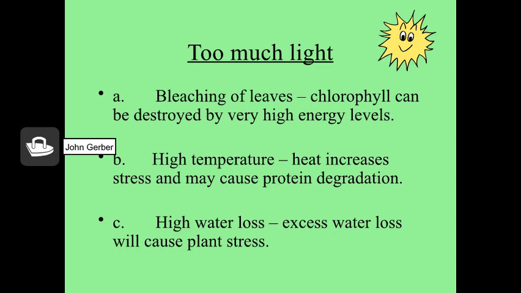Too much light can cause a bleaching of leaves, where chlorophyll is destroyed due to high energy levels within the chloroplast, producing toxic reactions. This is common in plants that are first transplanted out into the field if they're not adequately prepared. High temperature can cause damage to plants through increases in respiration and heat stress. Increases in temperature increase metabolism up to the point of degradation. And high transpiration or water loss from plants can also be the result of too much light.